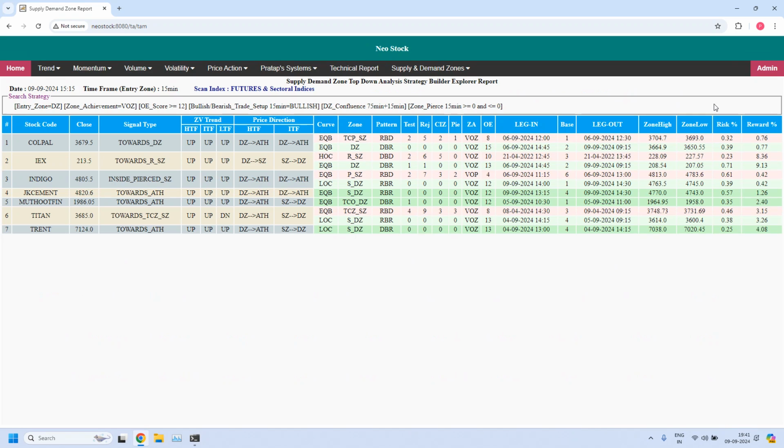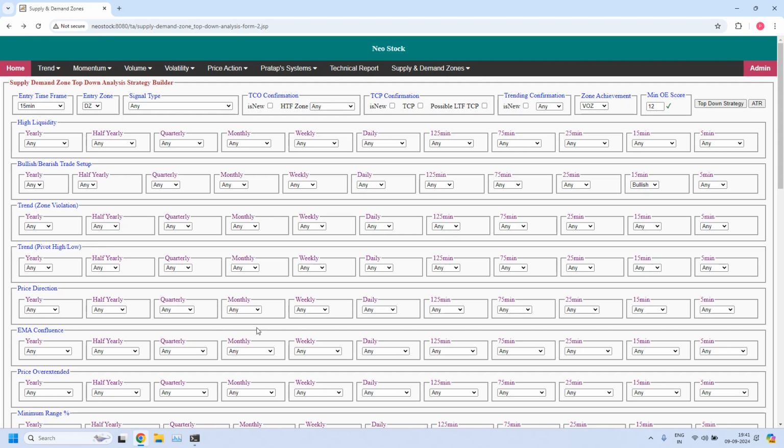Now let's verify. So 7 stocks out of 11 are filtered. These 7 stocks are supporting a bullish trade setup for the daily income trade, and the 15 minute zone is also part of the 75 minute zone. And because the trend is an uptrend in the bullish ITF trend, 75 minute time frame, if it has daily EMA confluence, it is a further higher probability trade setup. So let's verify EMA confluence. That is 75 minute demand zone with daily EMA confluence.